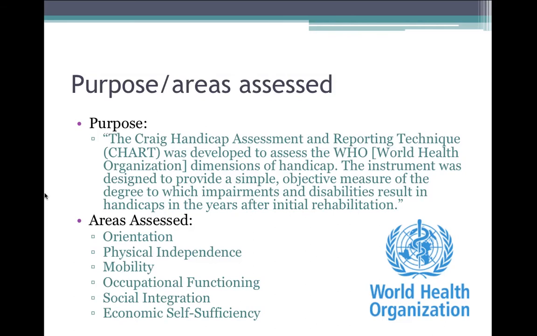The purpose. The Craig Handicap Assessment and Reporting Technique was developed to assess the World Health Organization dimensions of handicap. The instrument was designed to provide a simple, objective measure of the degree to which impairments and disabilities result in handicaps in the years after initial rehabilitation. Areas assessed: orientation, physical independence, mobility, occupational functioning, social integration, and economic self-sufficiency.